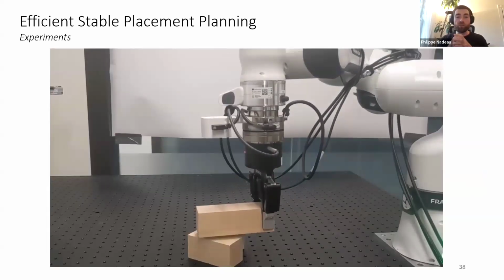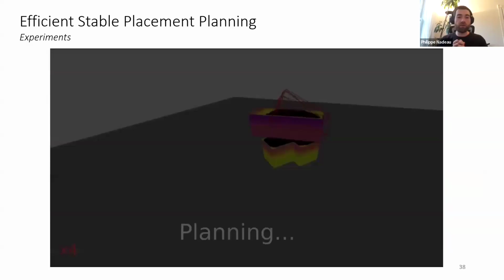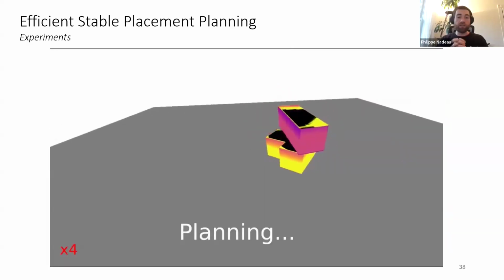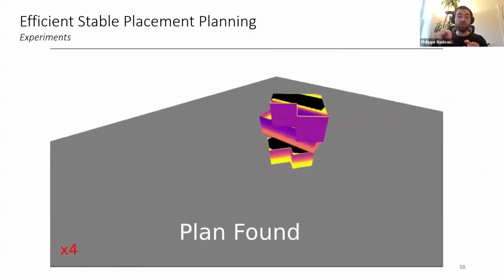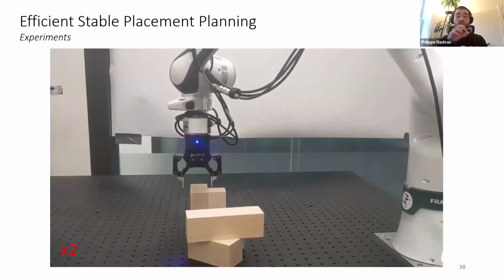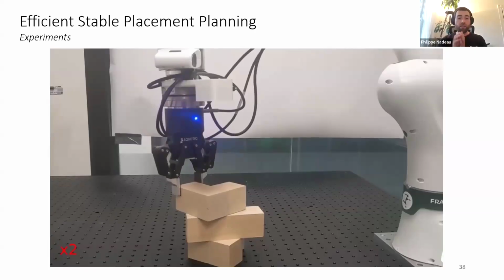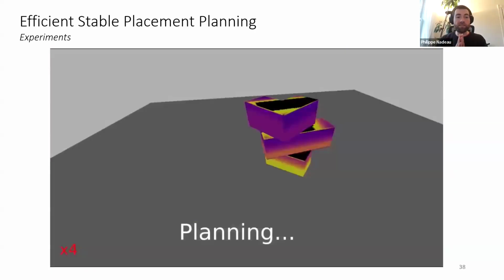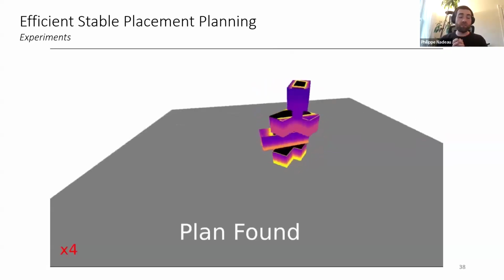Just because we all love real robot videos, let's take 2 minutes to see our algorithm in action. This is actually a harder version of the problem where the robot has to select not only the pose for the object, but also the order in which objects are placed. So here, the robot will actually make a bad decision by placing this object upside down, if you will.